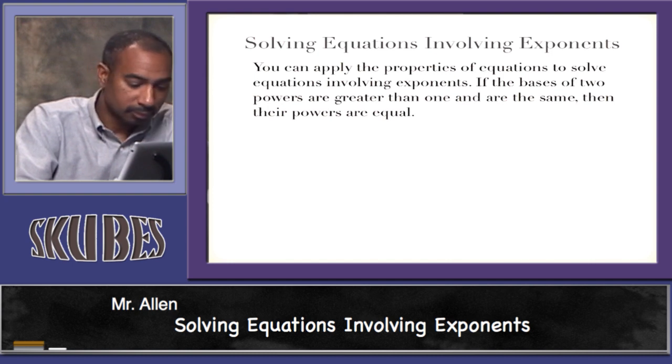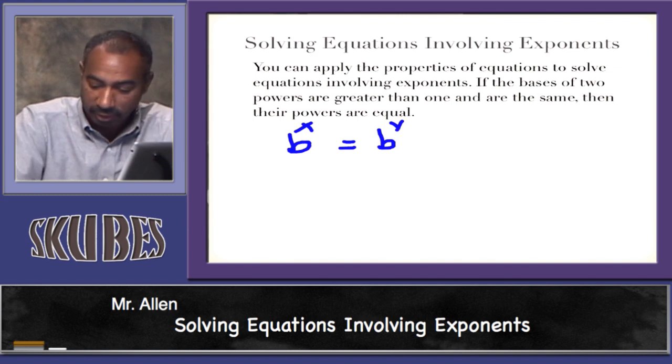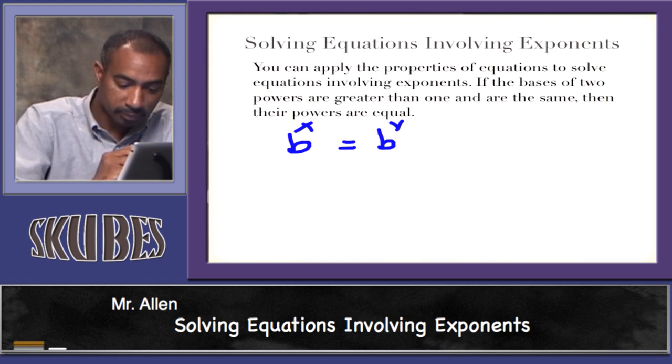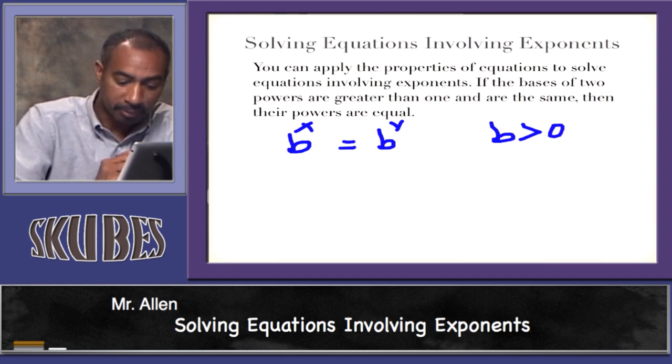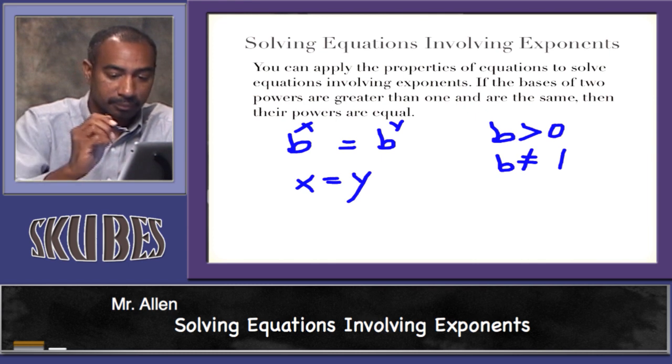So we're saying, let's say we have two powers. Let's say base b. This is b to the x, that's b to the y. We're saying if this base is greater than 0, but it can't be equal to 1, then we know that x equals y. We're going to use this property.